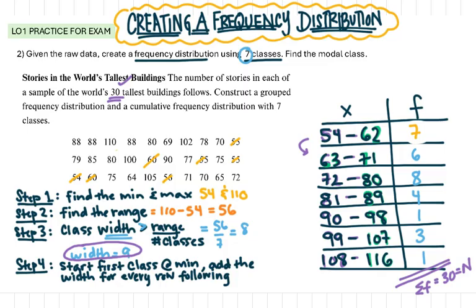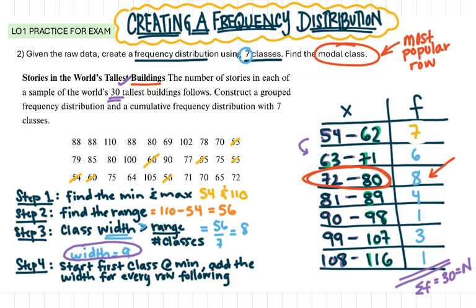Now we can finally answer the question that they asked, which was the modal class. That means the most popular category, the most popular row, which another way to say that is find the row with the highest number as the frequency. It means the most people were in that, this is buildings, the most buildings were in this range. And so we would say the modal class is in this range.